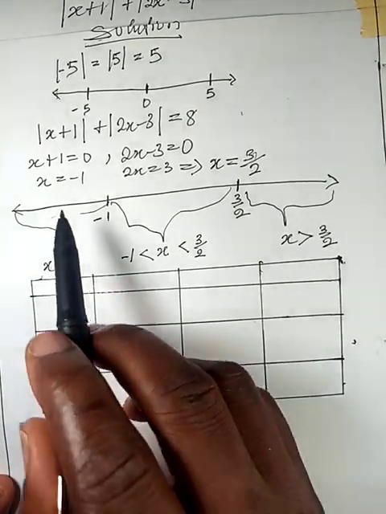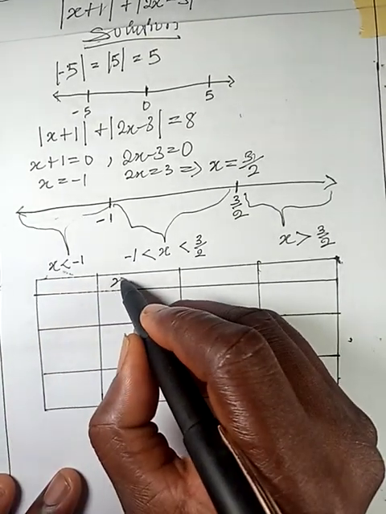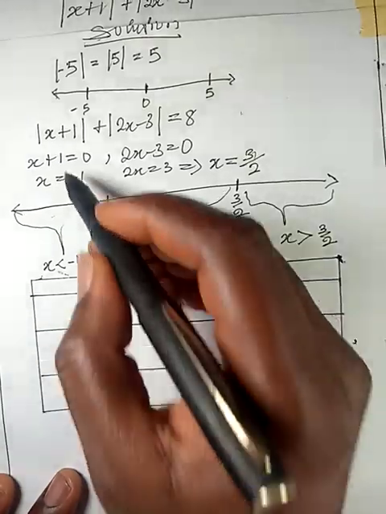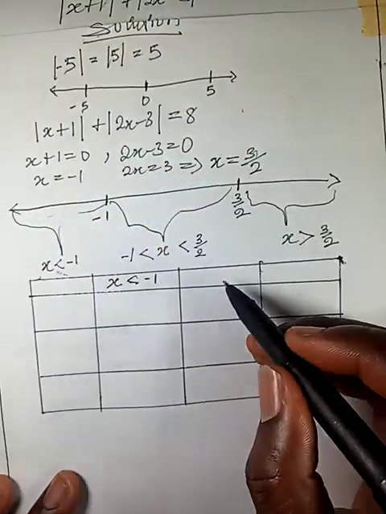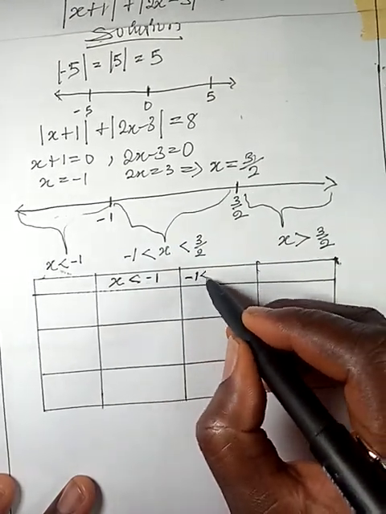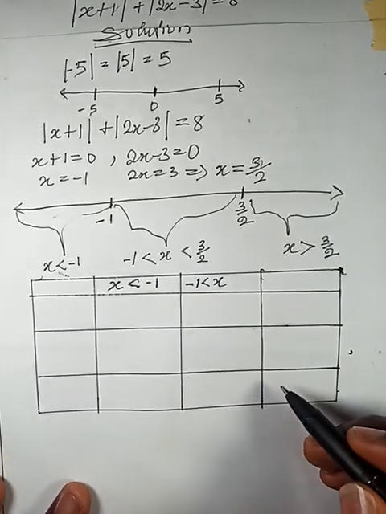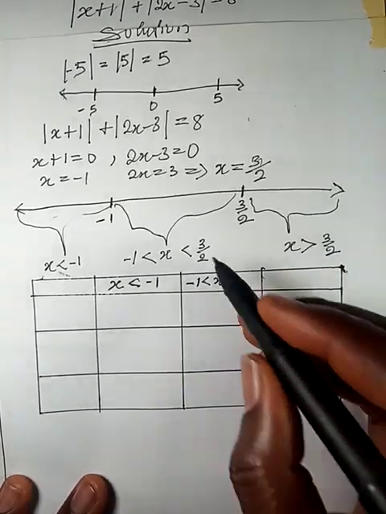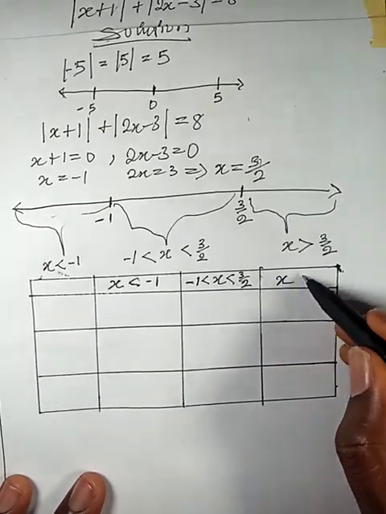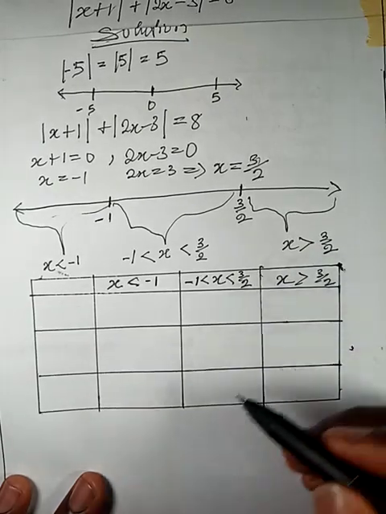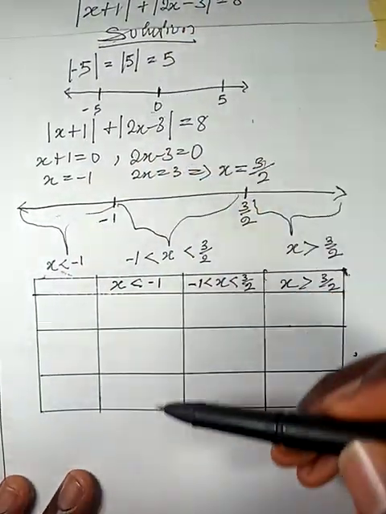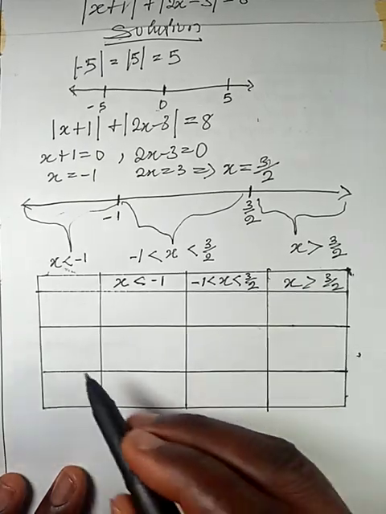So the first range is x less than negative 1, gotten from the zero of this expression. The second one is here, x greater than negative 1 but x less than 3 over 2. And then the final region is x greater than 3 over 2. Now we want to see whether these two expressions are positive or negative in each of these regions.